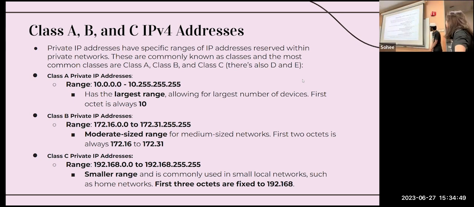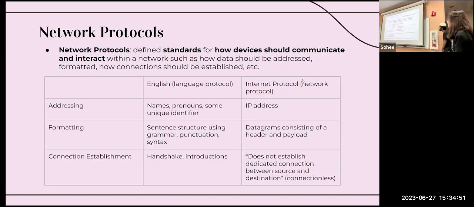Okay, so now we're going to talk about network protocols, which can get really confusing, especially for me when I started learning about it. So I'm going to use a few analogies to get the point across. By definition, network protocols are defined standards for how devices should communicate and interact within a network. For example, they define how data should be addressed, formatted, and how connections should be established. There are a lot of other things that they define, but these are a few examples.